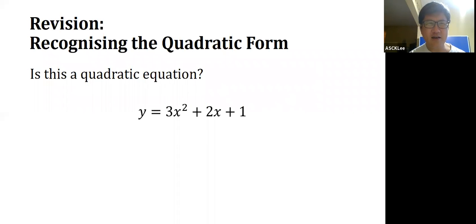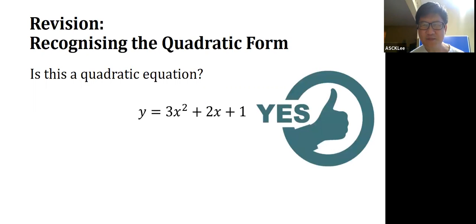This question is about recognizing the quadratic form. Is this a quadratic equation? It's a very simple question. Your answer should be yes, it is, and you should also know why. Your answer is yes because it has an x squared term and nothing higher than that. It doesn't have an x to the power of 3 or 4. It has x squared as the highest power, so that makes it a quadratic equation.